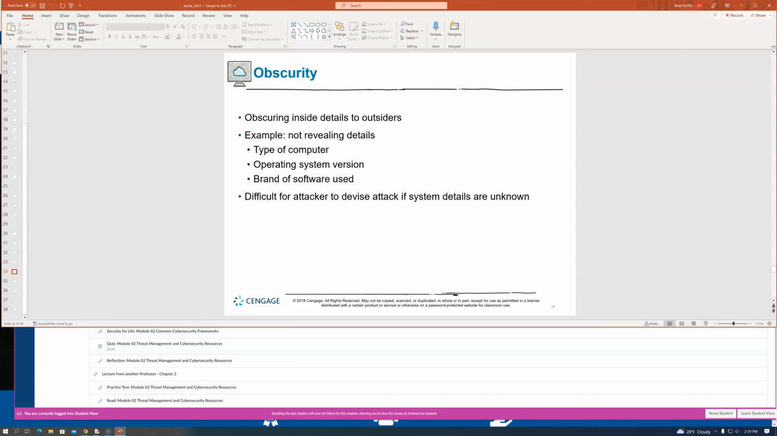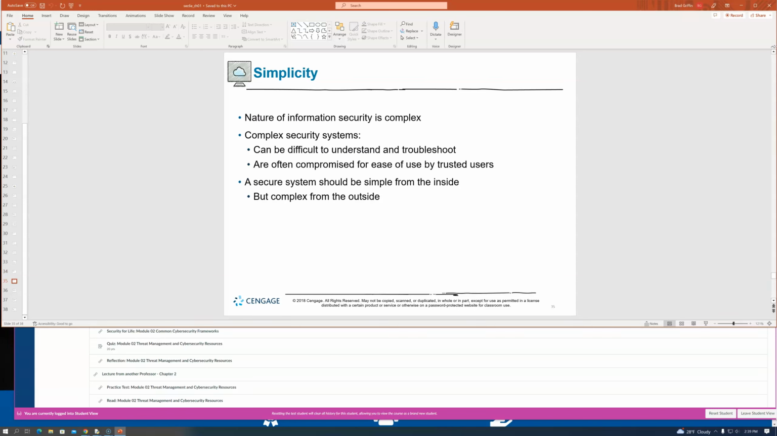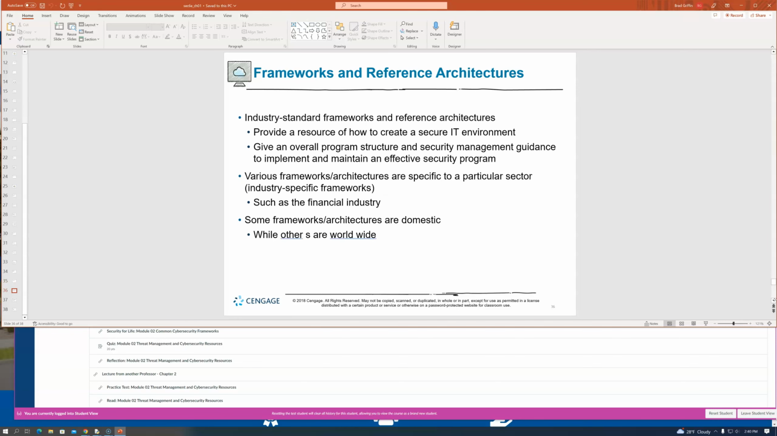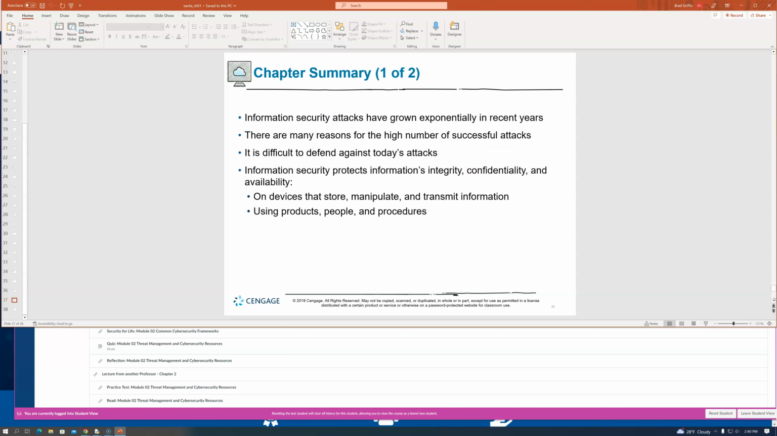So a lot of times we work very hard at obscuring some of these details about our company. And then simplicity. It has to be easy enough that our employees are able to work around it and still be functional, but it needs to be complex from the outside. So in other words, we don't get hackers. So it's a little bit of a frustrating piece because we want simplicity, we want that convenience, but we know that we can't have that.